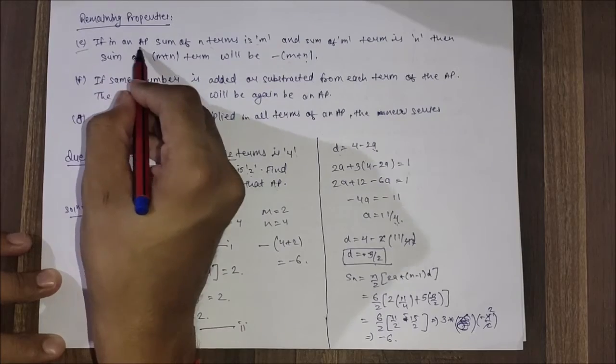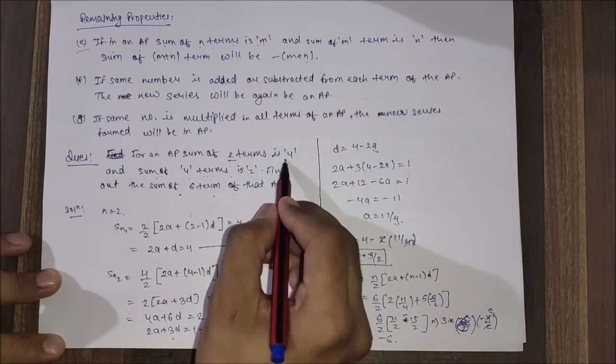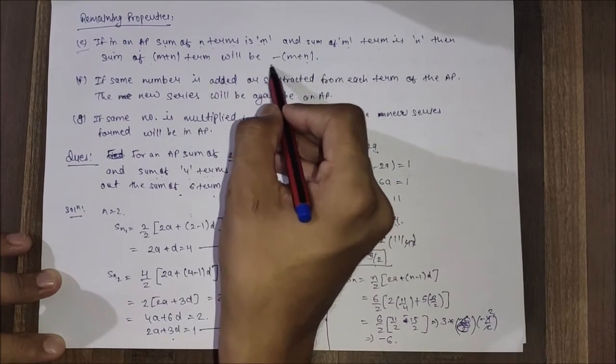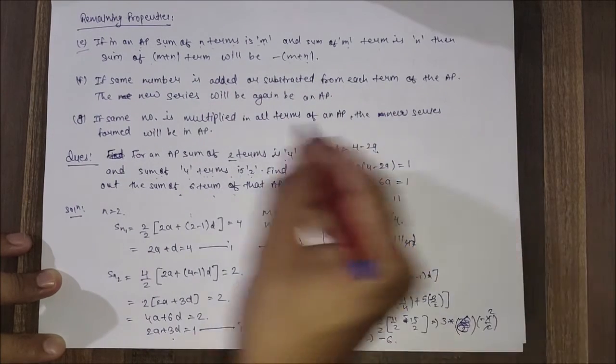If in an AP the sum of n terms is m and the sum of m terms is n, then the sum of m plus n terms will be minus (m plus n), and that is what we have found out by solving this question.